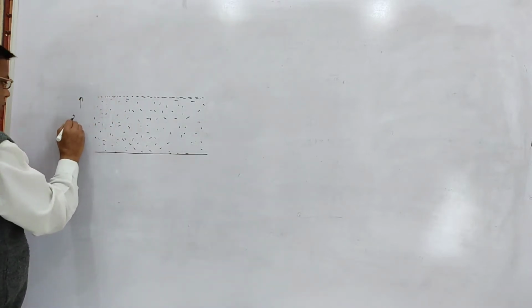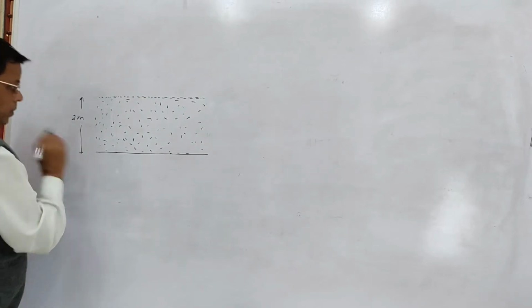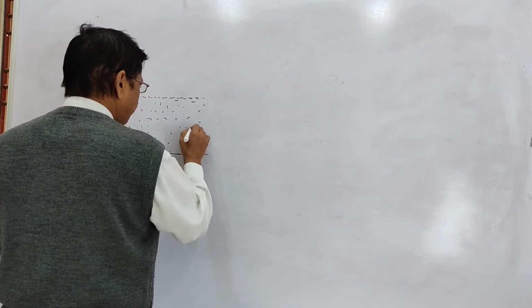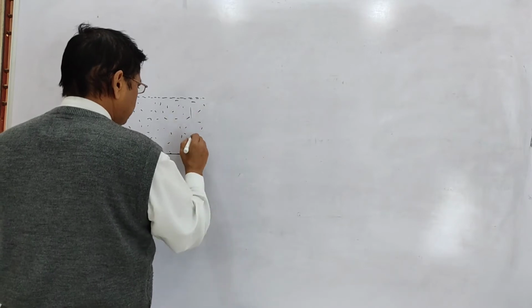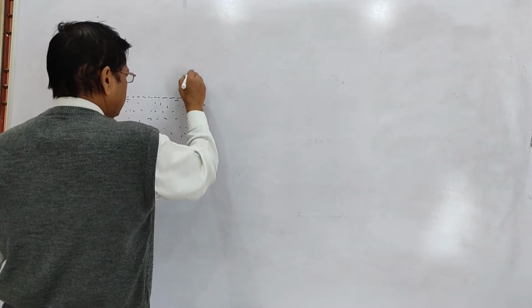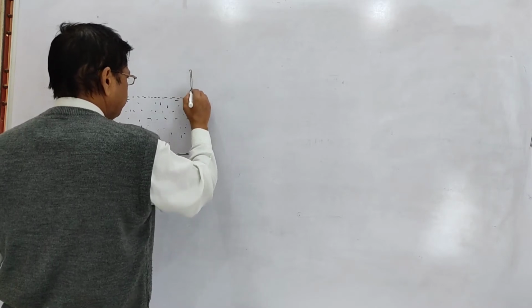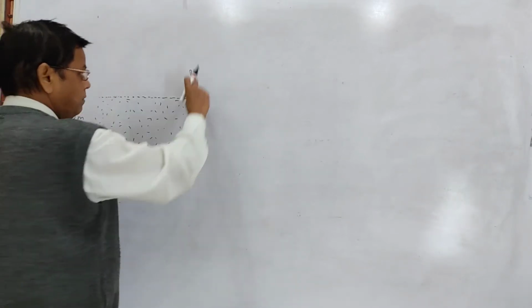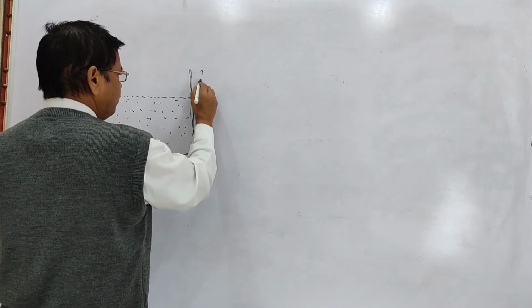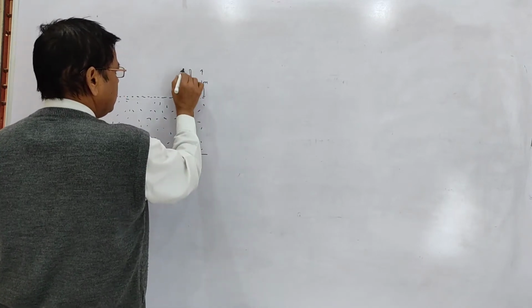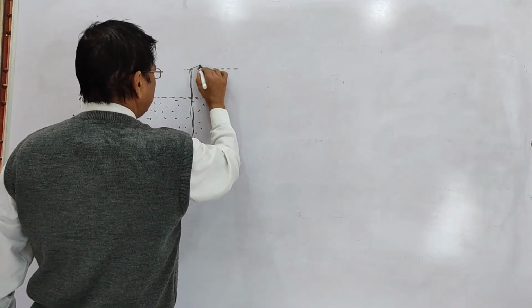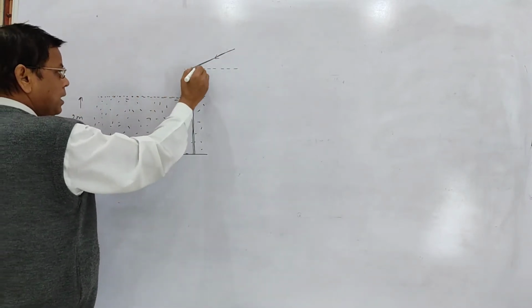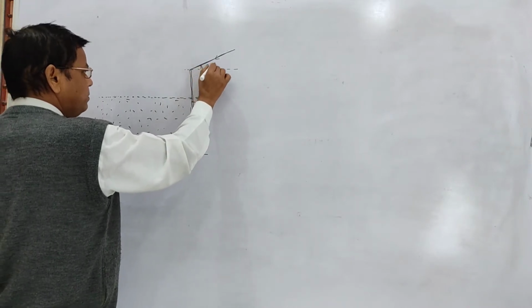This lake is 2 meters deep, and here there is a pole. There is a pole 2 meters in the lake and 1 meter above the lake. That is also given. This is the horizon. Sun rays are falling on this pole. The sun ray falls on the pole at an angle of 30 degrees from the horizon, that is given.